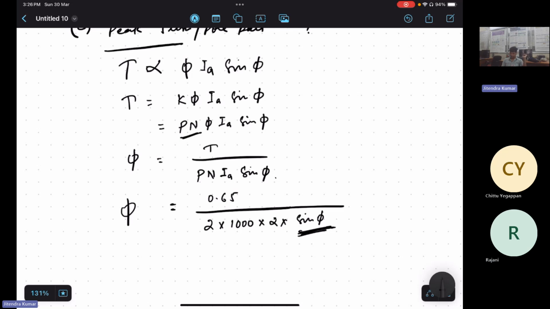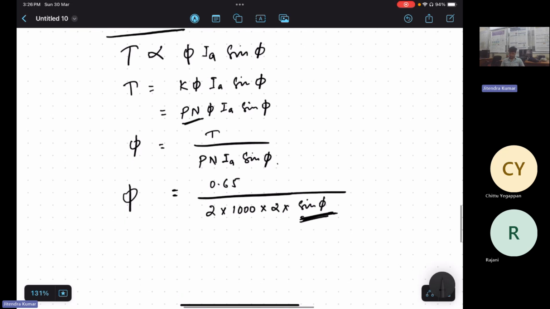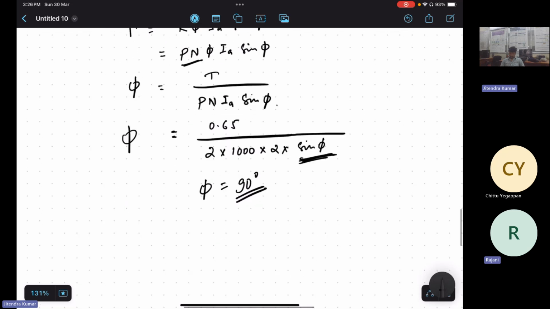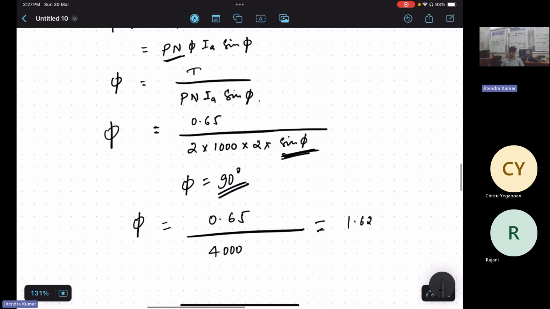Right? So do not get confused that sin phi is coming in the denominator of the equation, because the equation is just a way to express the relationship between all the quantities. Okay, so you are correct. We have to plug in phi equal to 90 degrees. So sin phi is 1. 1.625 into 10 to the power minus 4 webers.